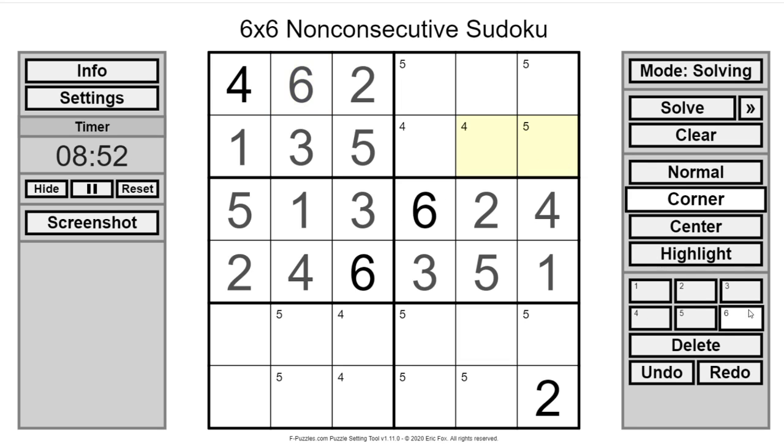6 in this row is restricted to these spots, which makes that not a 5. Which then turns around and makes that a 6. Wait. 5 could be there. That's why you gotta be careful. This 4 and this 3, 5 block out all that. Putting 4s there, removing the 5s. That's no longer a 4.